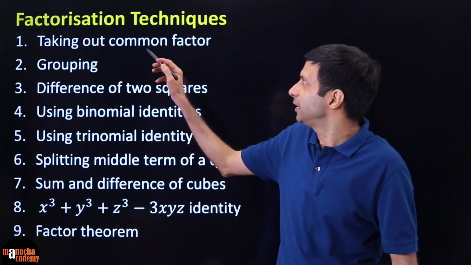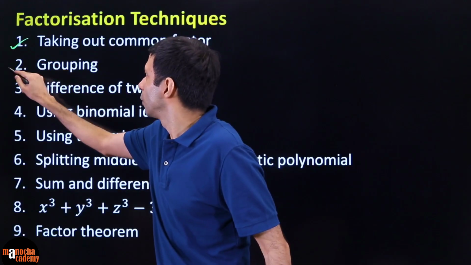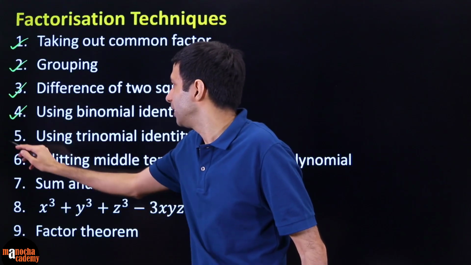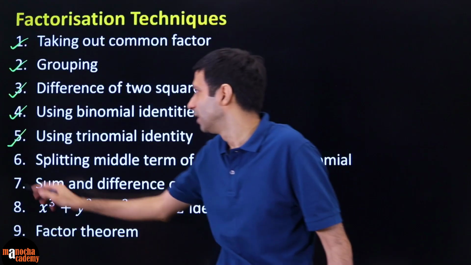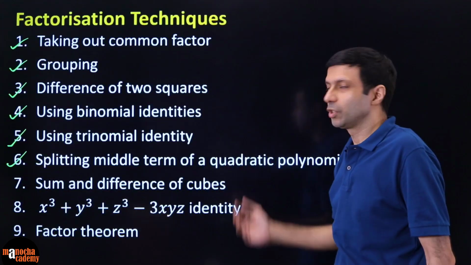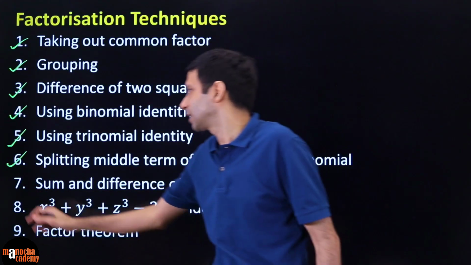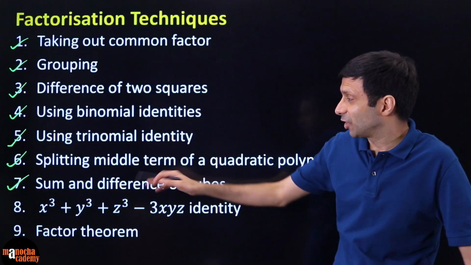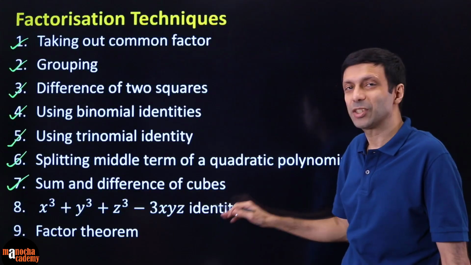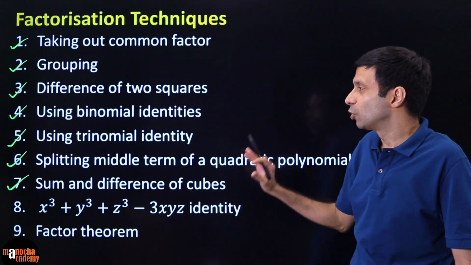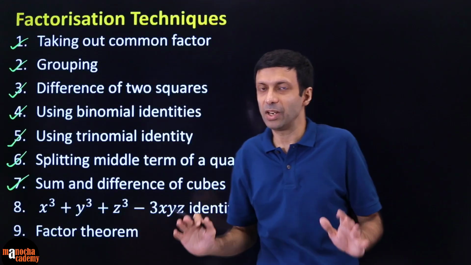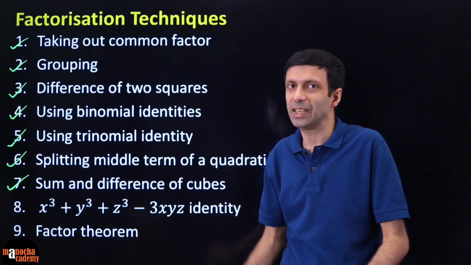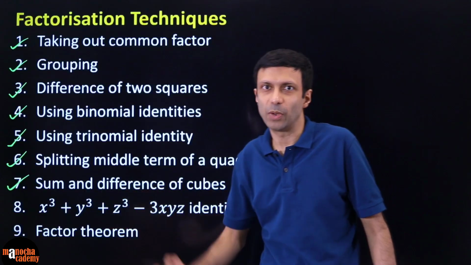So we have done all these techniques: taking out the common factor, grouping, difference of two squares, using binomial identities, using trinomial identity, splitting the middle term, which is called middle term breaking, and sum and difference of cubes. We have these two left, which are the x cube plus y cube plus z cube minus 3xyz identity and factor theorem. So these are the 9 important techniques. I've really made it easy for you to classify and think of which technique to use. So let's take a look at the 8th one here.